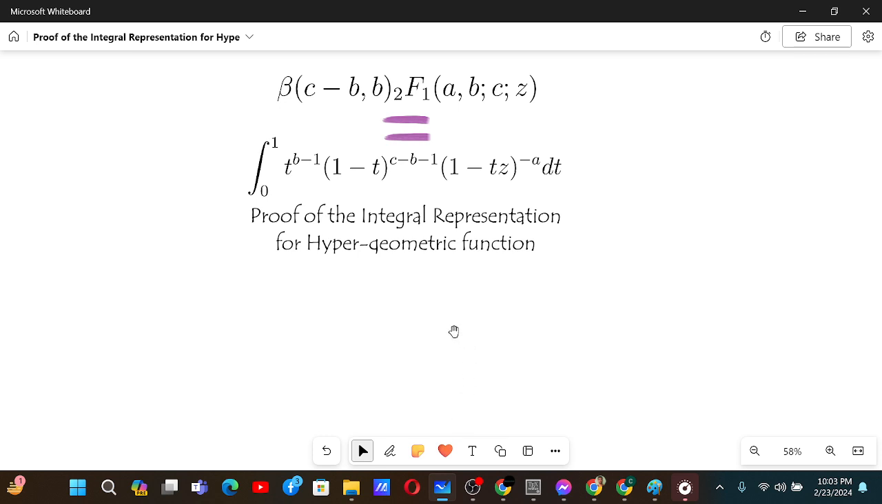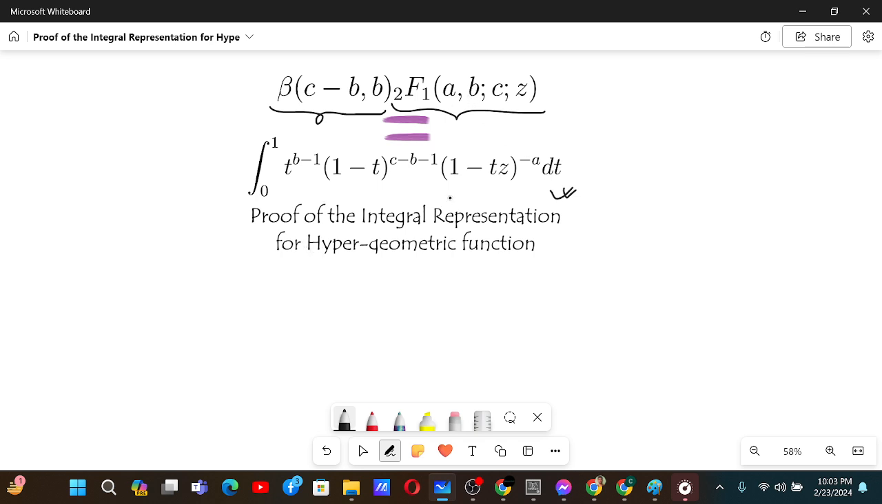Proof of the integral representation for the hypergeometric function. So basically this integral over here is equal to the hypergeometric function times a beta function. And in this video we are going to prove this integral to be equal to this one.